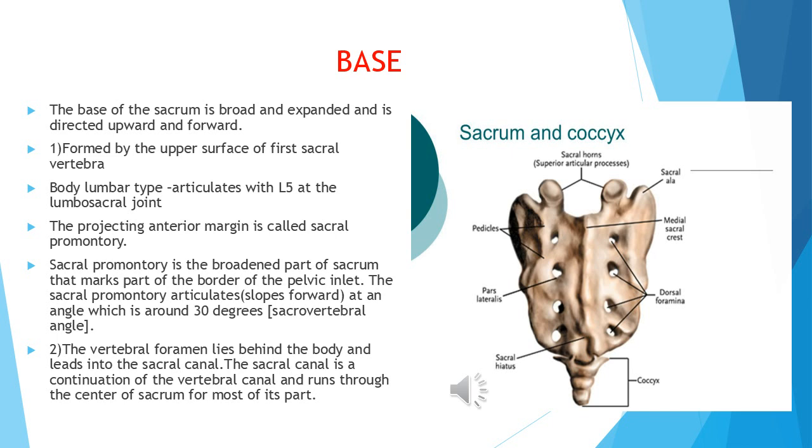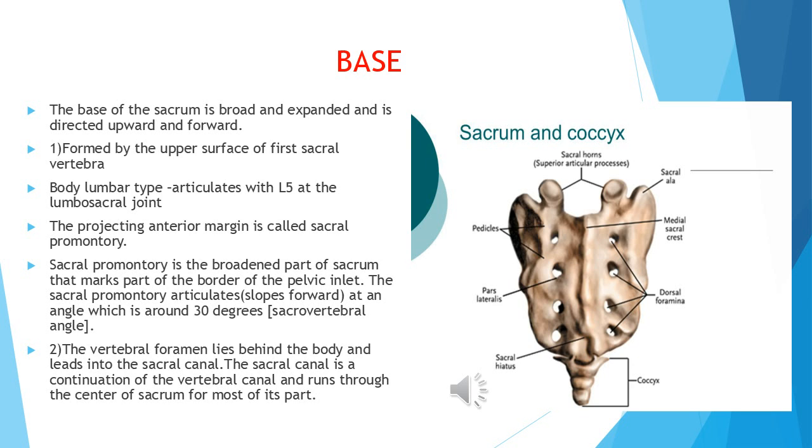So here, the body of this base, the S1, is lumbar type, and its anterior margin is prominent or projecting, and that is known as the sacral promontory. This sacral promontory is the broadened part and it marks the posterior border of your pelvic inlet, and it articulates at an angle or slopes forward.